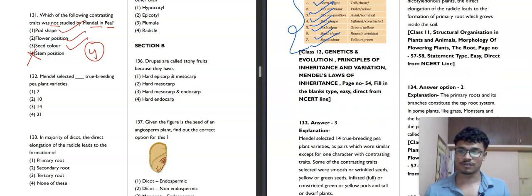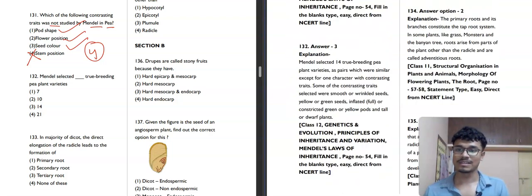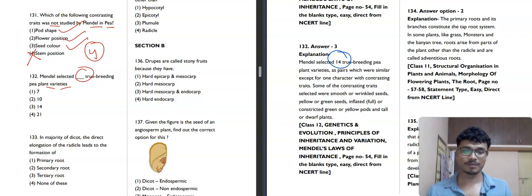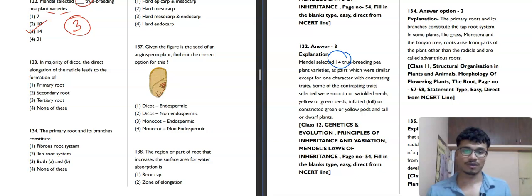Now the next question, question number 132. Mendel selected how many true breeding pea plant varieties? So Mendel selected 14 true-breeding pea plant varieties as pairs. So the third option is our correct answer for this question. First option is given as 7. Don't mark this. The correct answer is 14. Now we'll move towards question number 133.